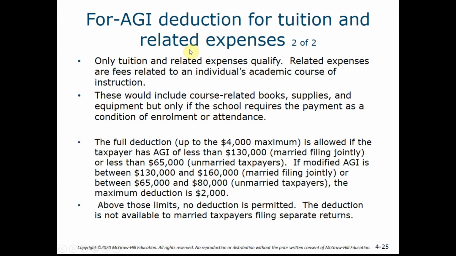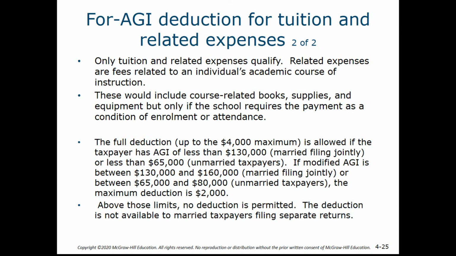There are AGI deduction limitations for tuition and related expenses. So, for example, only tuition and related expenses qualify. They have to be paid direct to the individual's academic institution and have to relate to their course of study. Here, however, for the tuition deductions, it relates only to books, supplies, and equipment, and then only if they're required as a condition of their enrollment. So when we talk about for AGI deductions for tuition, they're a little bit more restrictive than we were talking about for interest that was deductible for AGI.